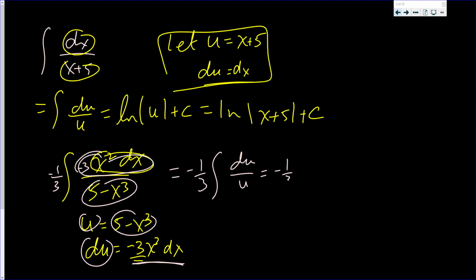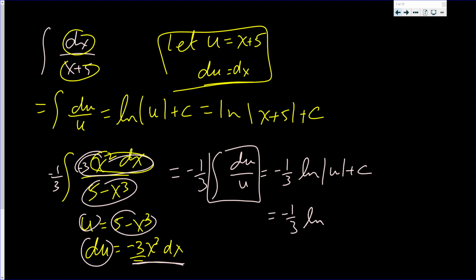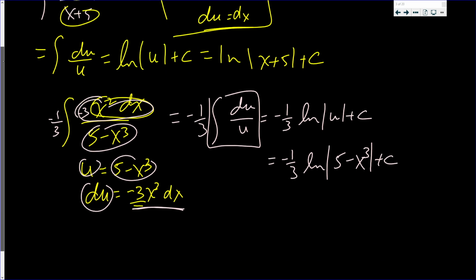So this is negative 1/3 times this integral. But that integral I know well. It's ln of u plus c. So it's negative 1/3 ln of u plus the c. Let us try another problem.